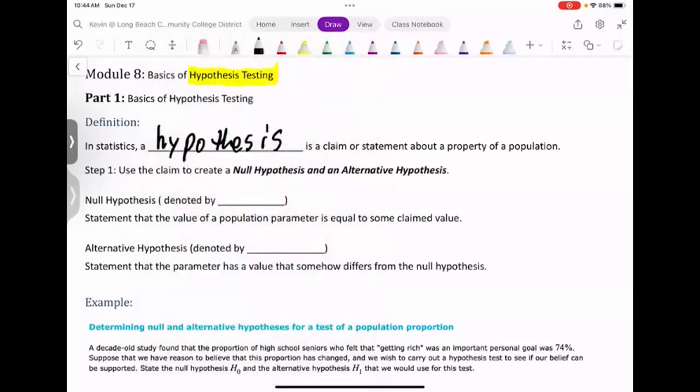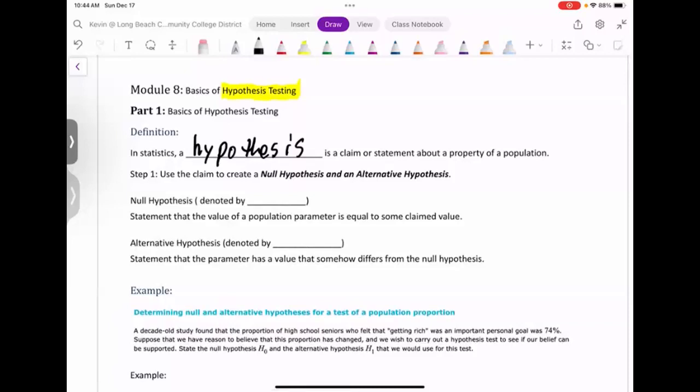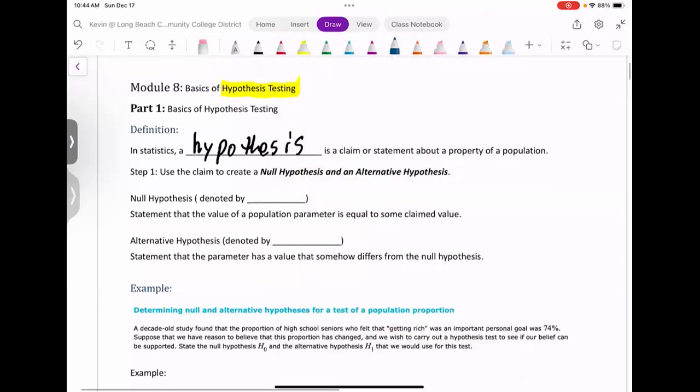Now, a hypothesis is a claim or statement about a property of a population. Now, when we talk about properties of populations, what we are referring to is the mean, the population proportion, or the population standard deviation. And we will be approaching all of these throughout chapter 8. So how do we do this is the big question.